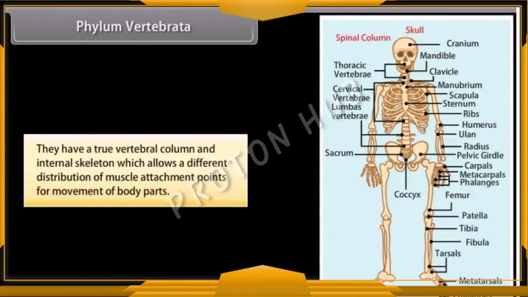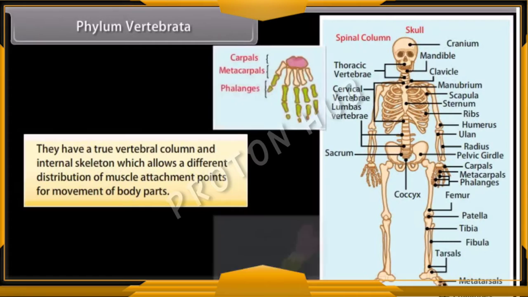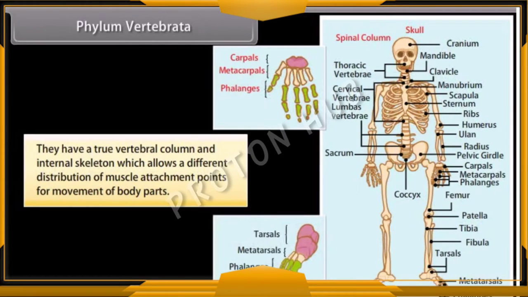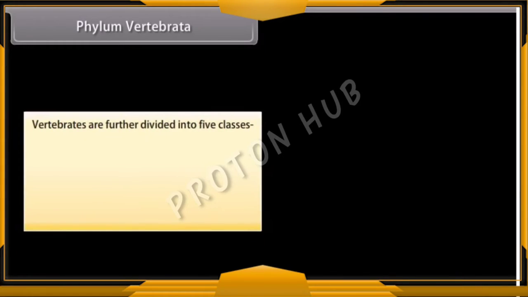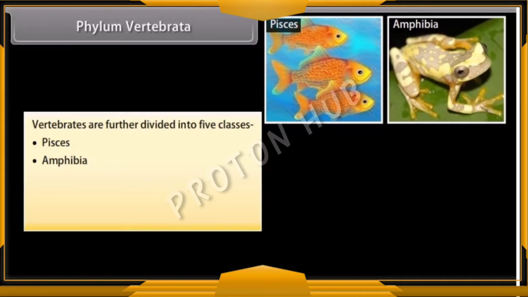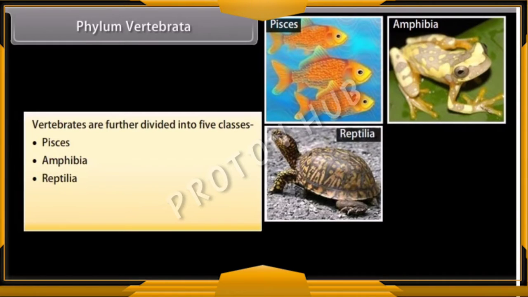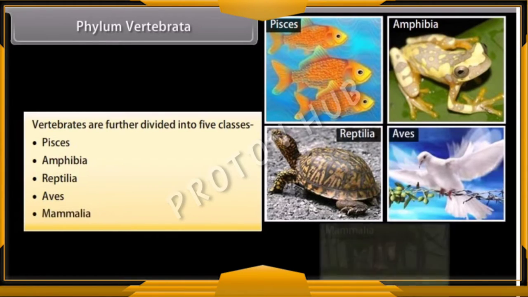They have a true vertebral column and internal skeleton, which allows a different distribution of muscle attachment points for movement of body parts. They have complex differentiation of body tissues and organs. Vertebrates are further divided into 5 classes: Pisces, Amphibia, Reptilia, Aves, Mammalia.